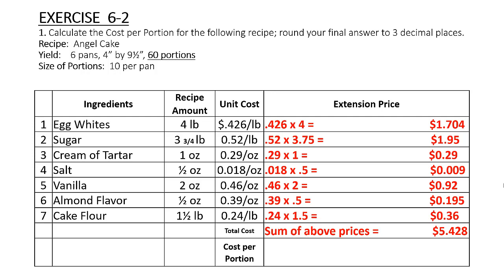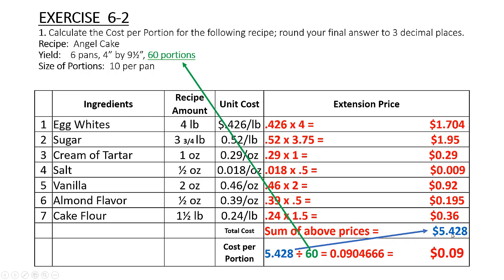So the cost per portion, very simple. We take the cost of the recipe and we divide it by the amount of portions. So in this case, $5.428 divided by 60, the amount of portions this recipe gives us, and that gives us a portion cost of 9 cents. So every piece of angel cake from this recipe is costing us 9 cents to make. That's the cost we're going to use to figure out the selling price.